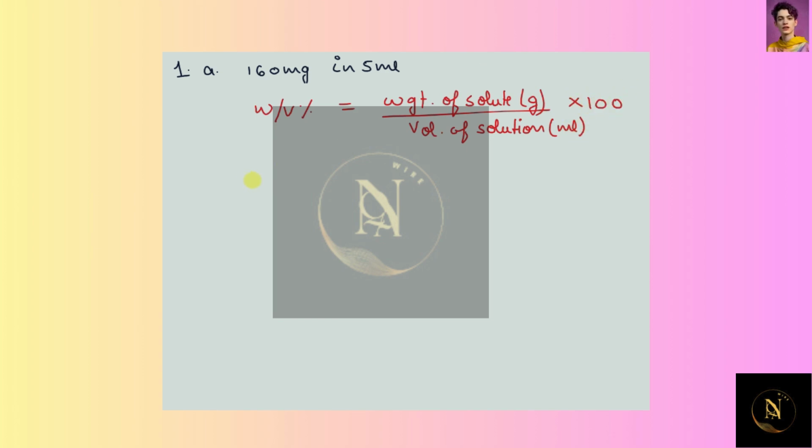So let's put the value. Here the weight by volume percentage is equal to, since it is 160 mg, so in gram it will be 0.160 gram divided by 5 ml into 100. So here the weight by volume percent concentration is 3.2%. Now let's move towards the B part of the question.